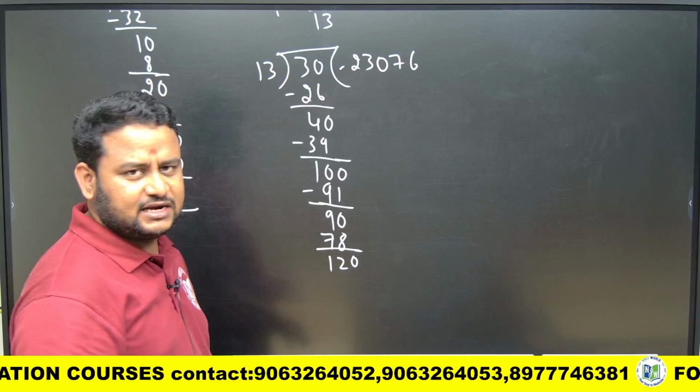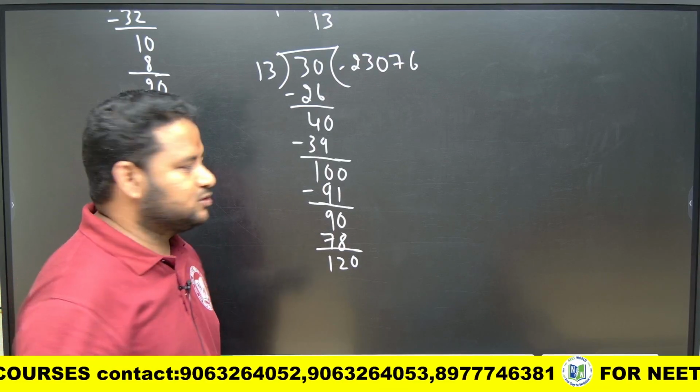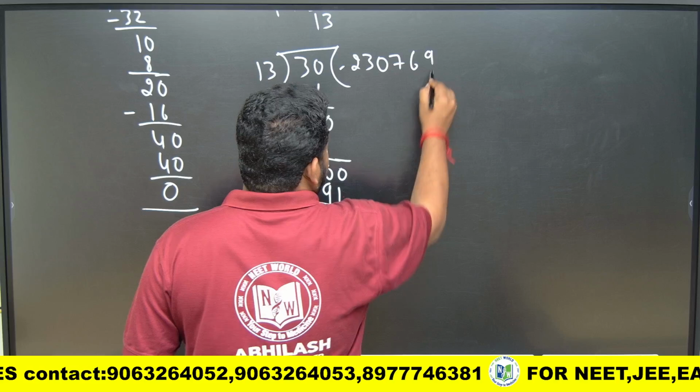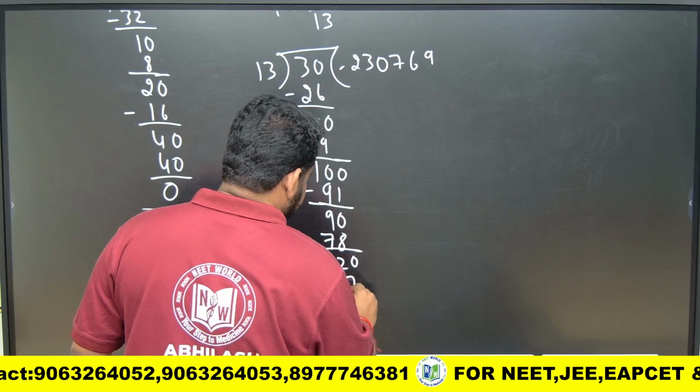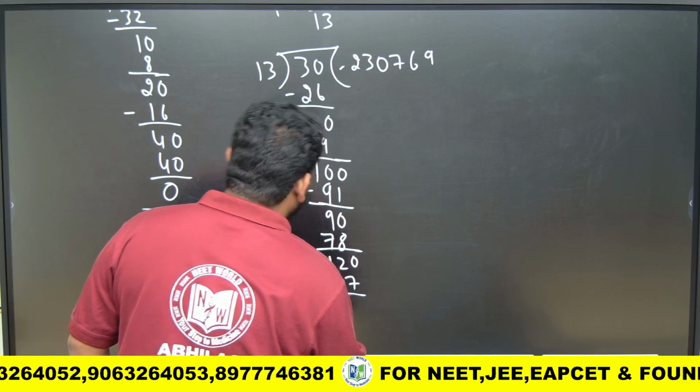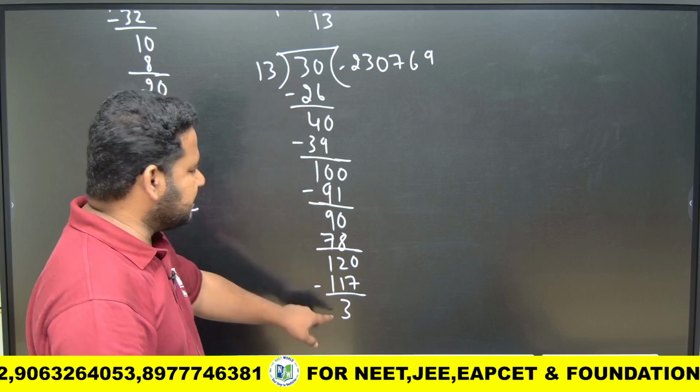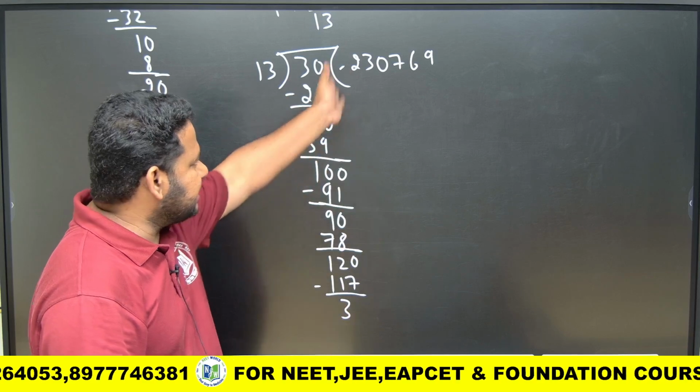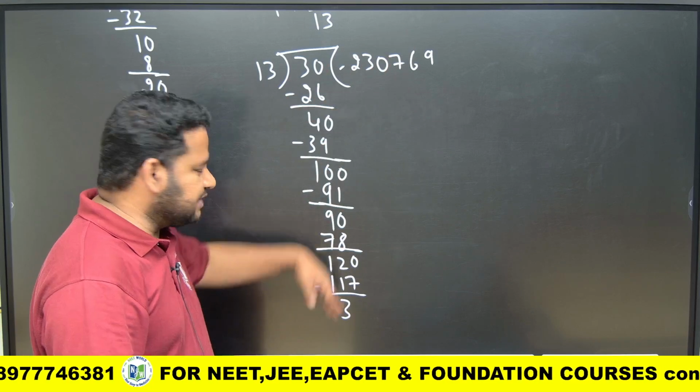How am I able to write directly? Because I know the tables very well. So 13 9s are what? 117. Okay, minus. Again I got 3. So we started with 3, again I am getting 3. So that means what? Again it will repeat as it is.